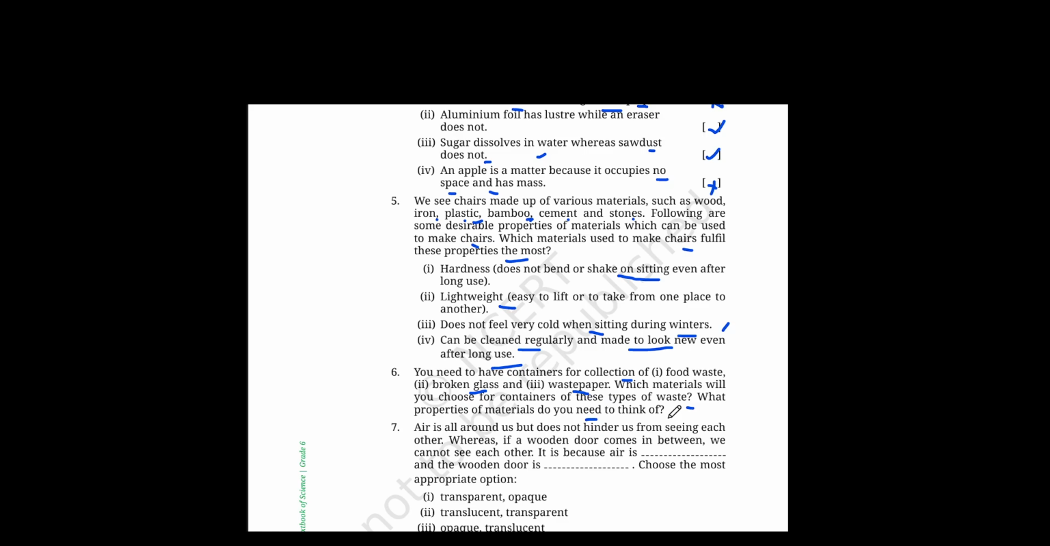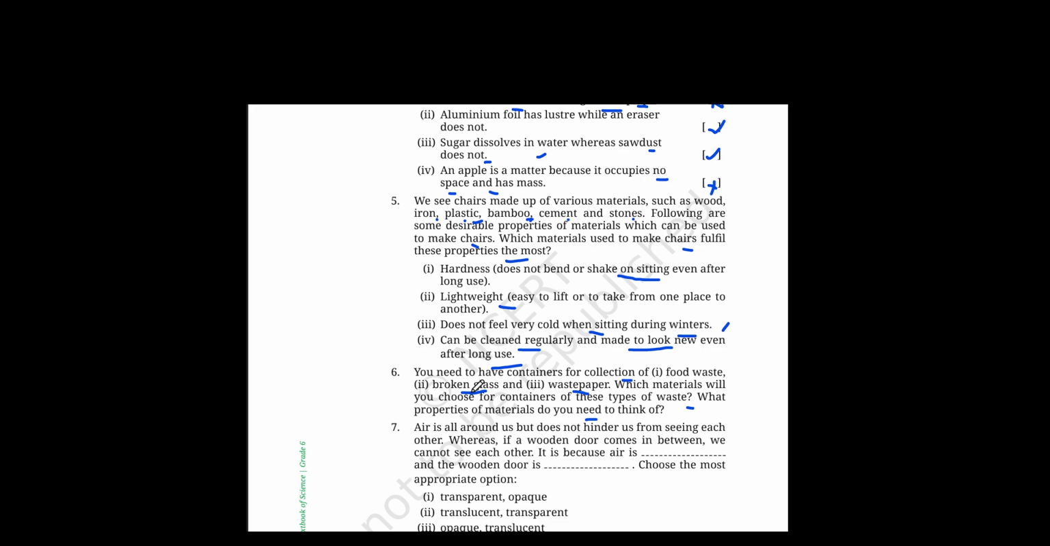Then for broken glass, what type of container will you use? So you will use a heavy duty plastic or metal container. Why? Because if it is broken glass, it has to have the property of strength and then safety also, so that if a child comes, he should not pick up the pieces, and so it is to avoid accidents. So we should consider heavy duty plastic or metal.